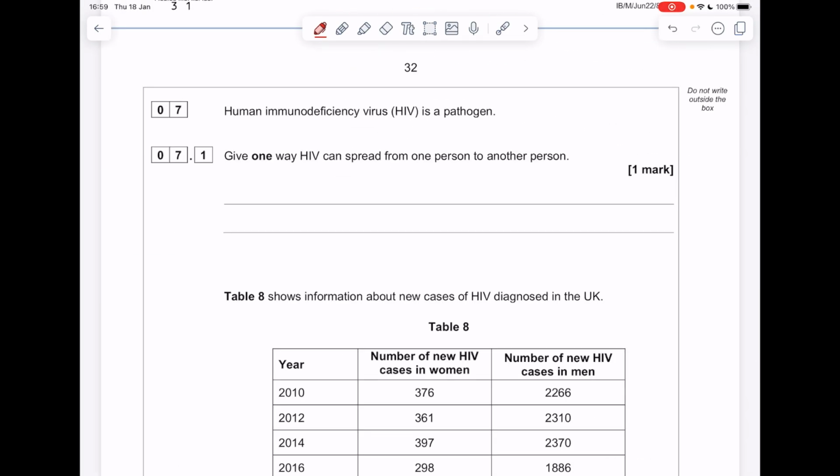HIV is a pathogen. Give one way HIV can spread from one person to another through sexual intercourse.